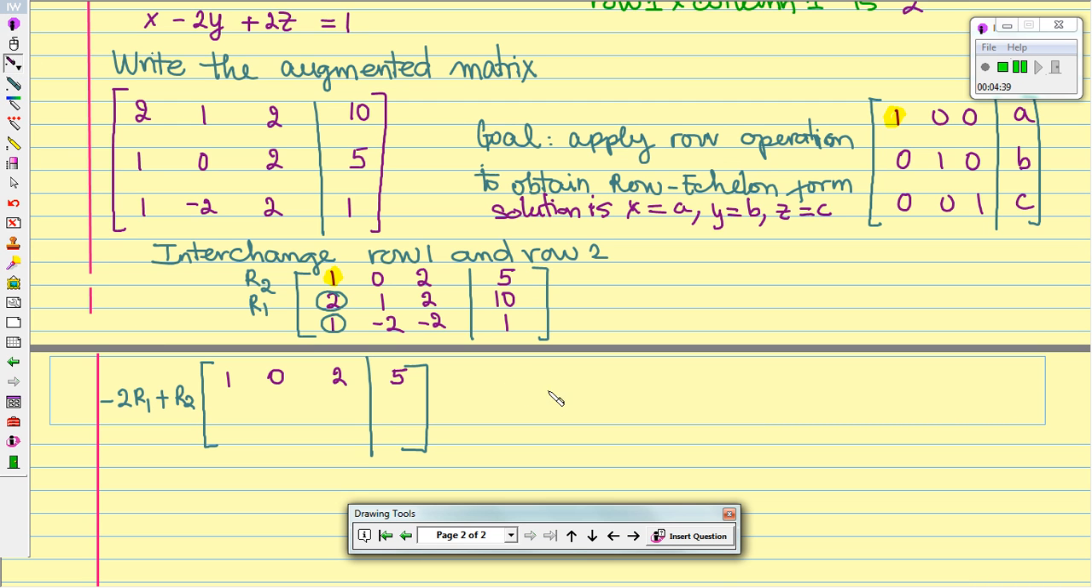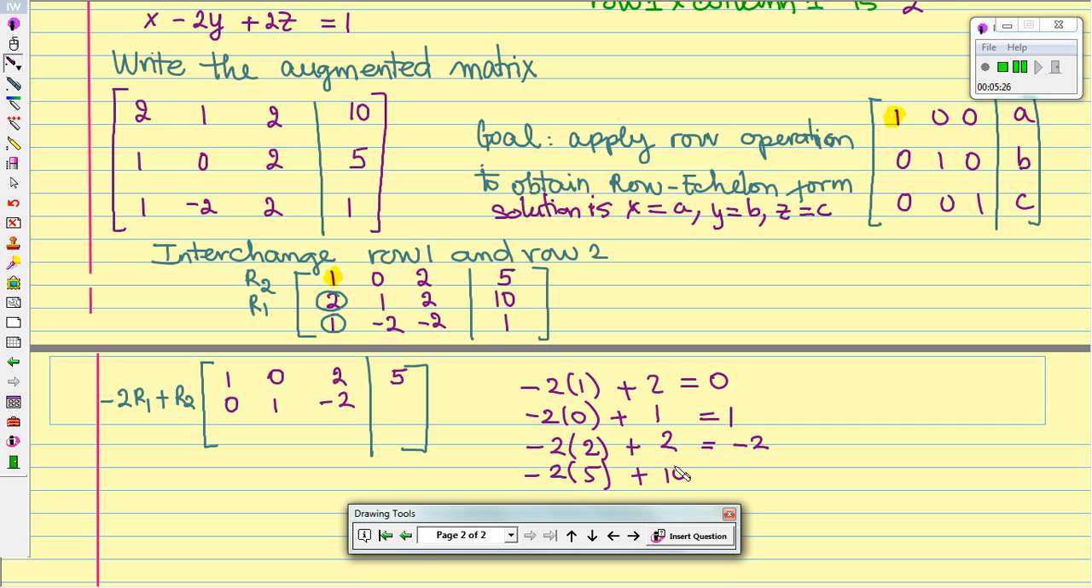If you cannot do the math in your head, you can write it down here. So negative 2 times 1 plus 2 equals 0, and you write down 0. And then the next step you do negative 2 times 0 plus 1. That will give us 1. So you write down 1 in row 2, column 2, and move on to column 3. Negative 2 times 2 plus 2 will give us negative 2. And then column number 4, you do negative 2 times 5 plus 10, and that will give us 0.